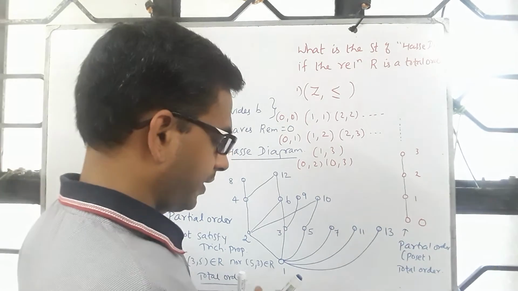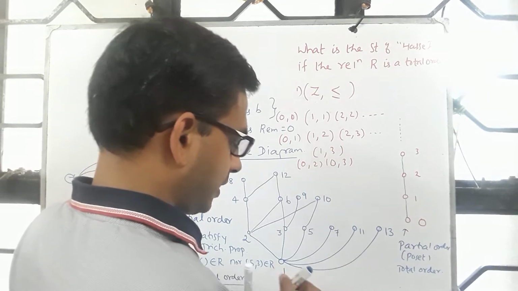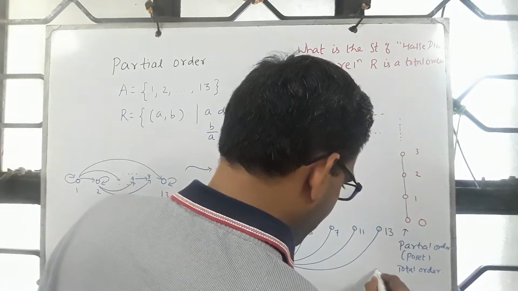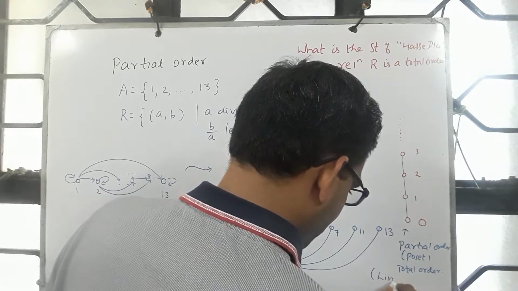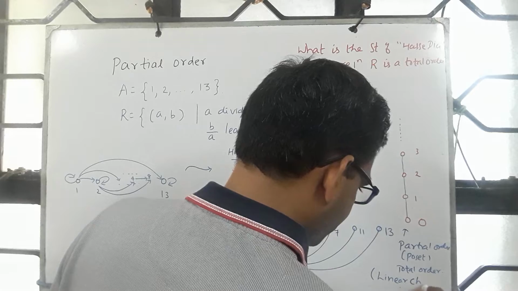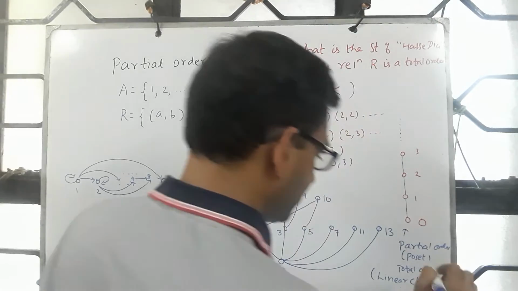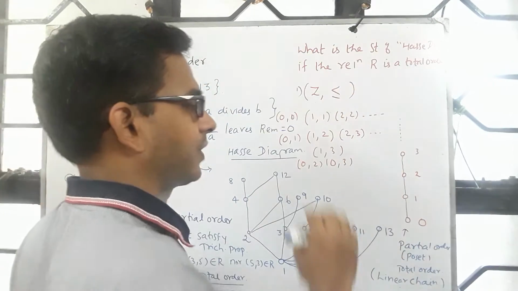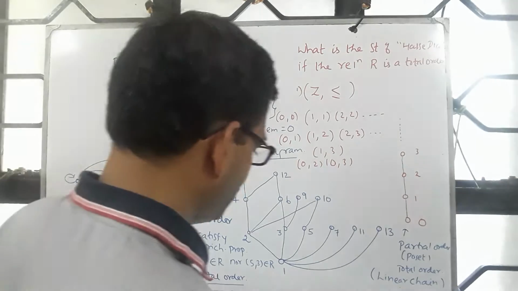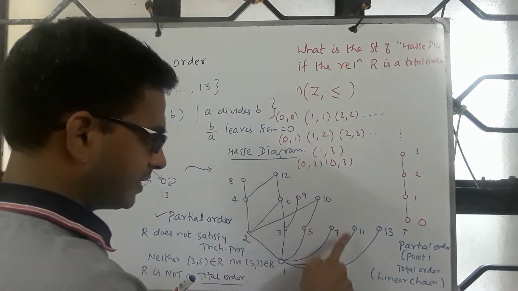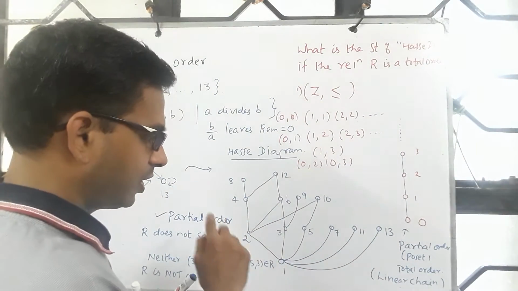Now, this total order, the structure is looking like a chain. It's a linear chain. So this one is a partial order, but not a total order.